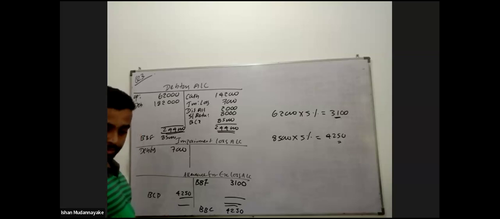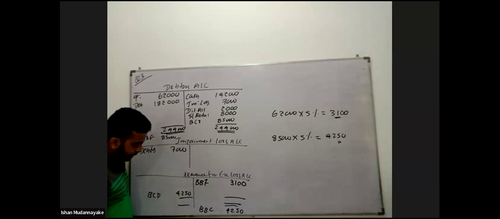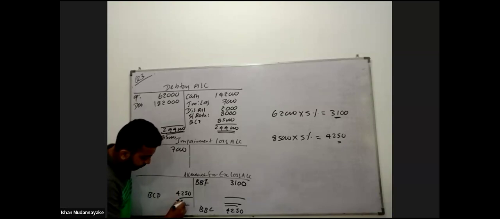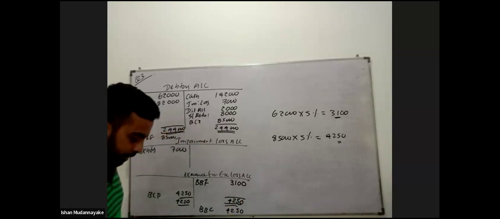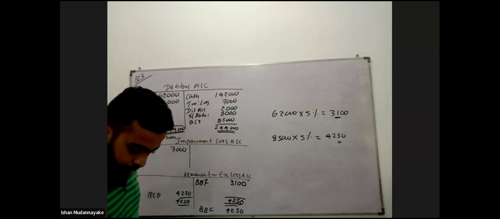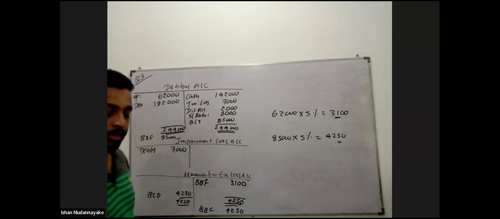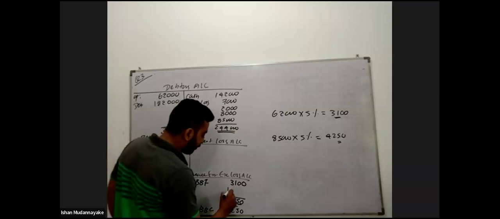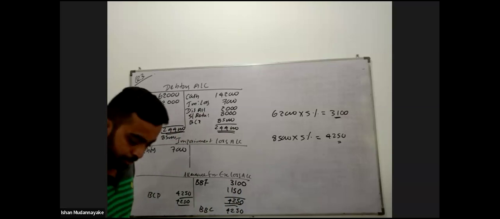Right now you can balance the allowance for expected loss account. If you balance it, how much is the difference? Higher side, debit side, 4,250. Then 4,250 minus 3,100 is 1,150. Where should 1,150 be transferred?